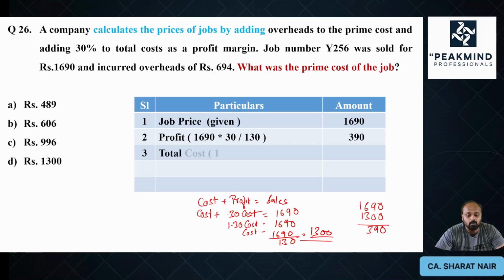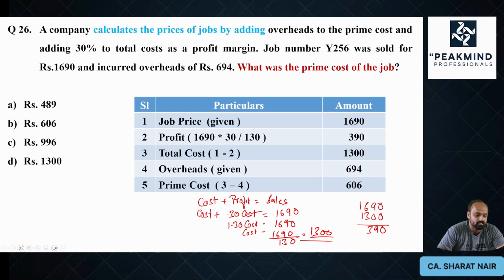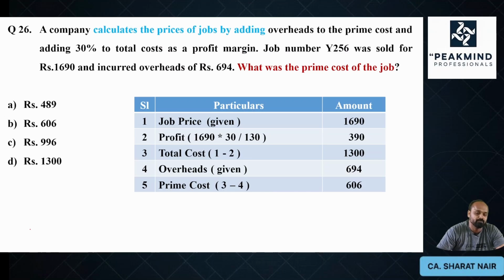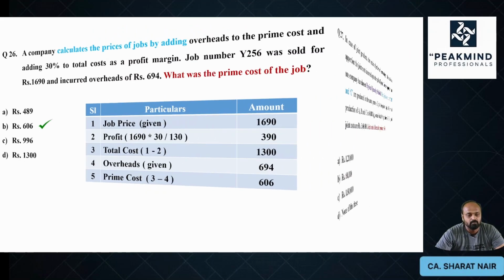So the total cost will be how much? Which I just computed now, 1,300. Now from this, if I deduct the overheads, I will get 1,300 minus 694. I will get my prime cost of 606. So the correct option is how much? Option number B, which is 606. Moving to the next question.